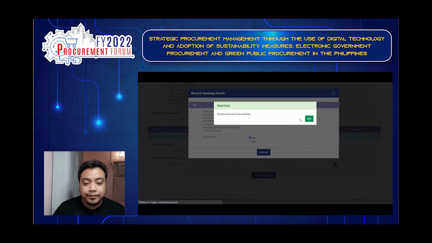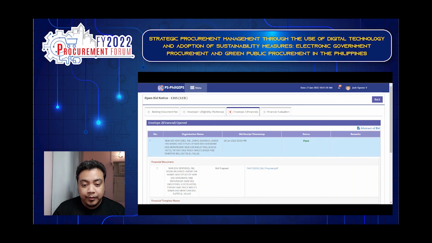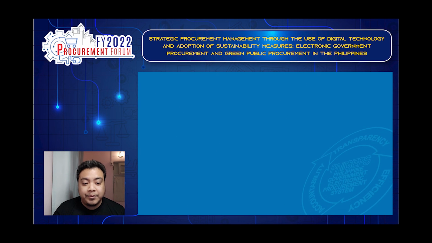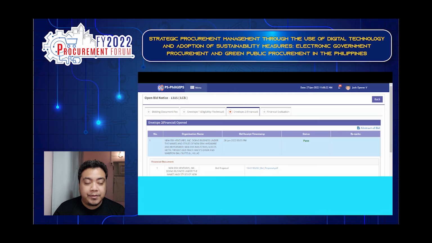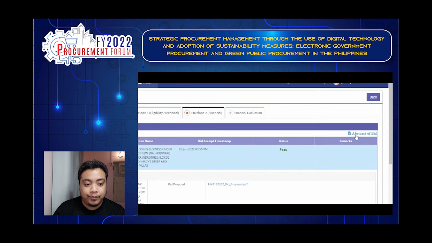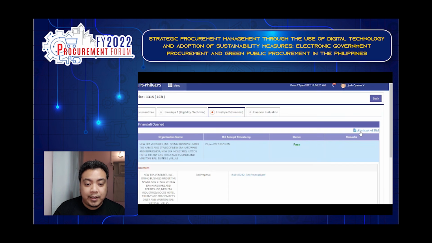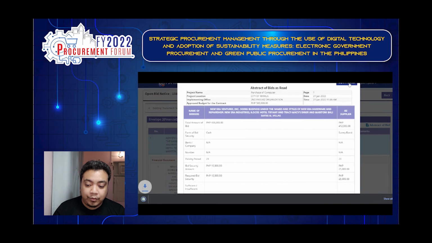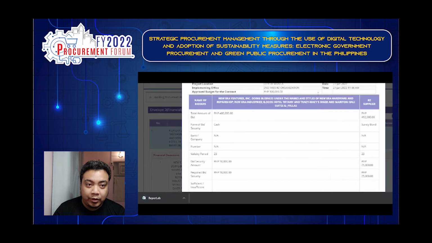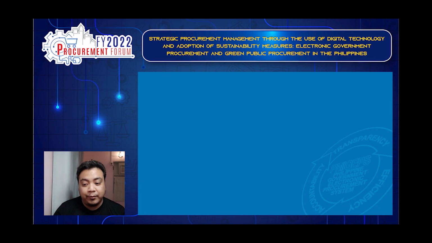The next is yung pag-generate ng abstract of bid as read. So by that, we need to click the abstract of bid URL, then click export to Excel if needed. Then yan yung magda-download yung Excel file for the report for the abstract of bid, and that's it.